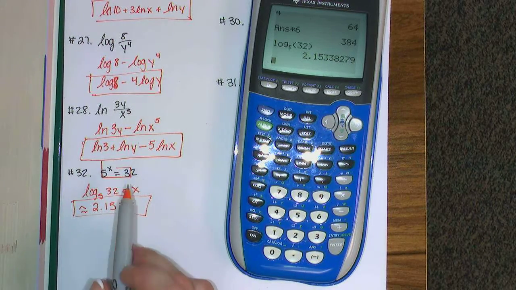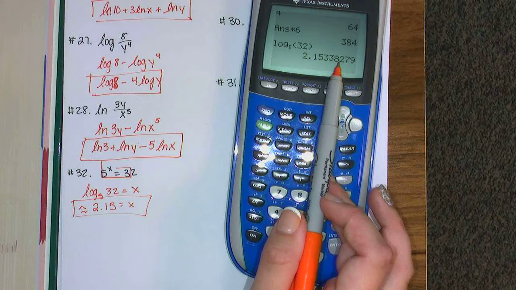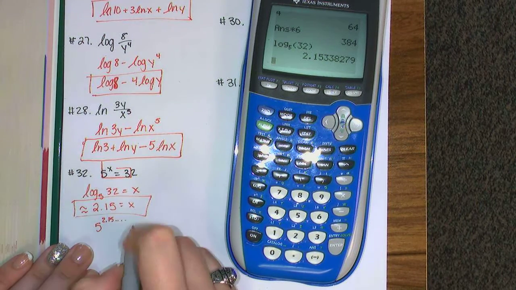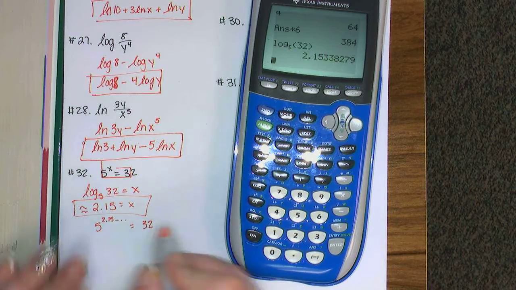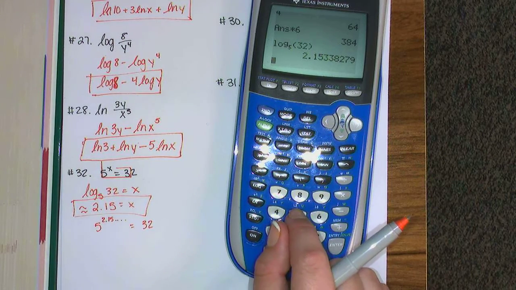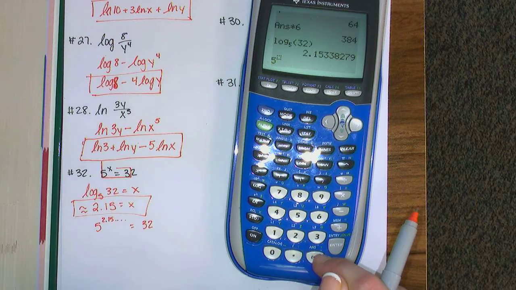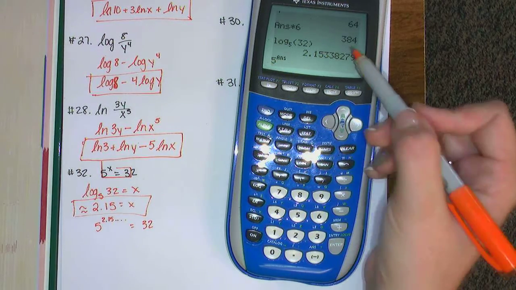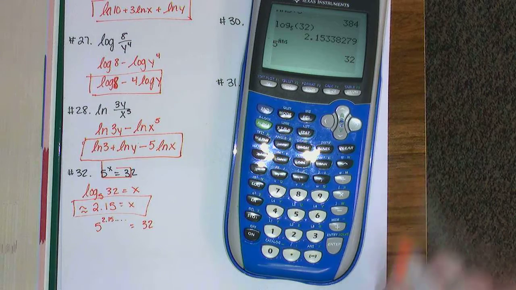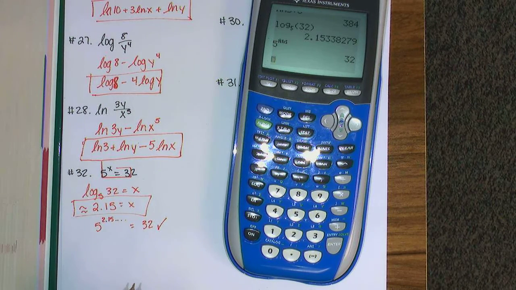Because this is a decimal answer, I'm going to write this as 5 raised to the 2.15 is equal to 32. And then on my calculator, and you're welcome to do it this way as well, 5 raised to, hit second, and then this little negative sign here has answer above it. That'll use the answer that was last given. Hit enter. It's equal to 32. So it's good. It's actually the answer. Not extraneous.